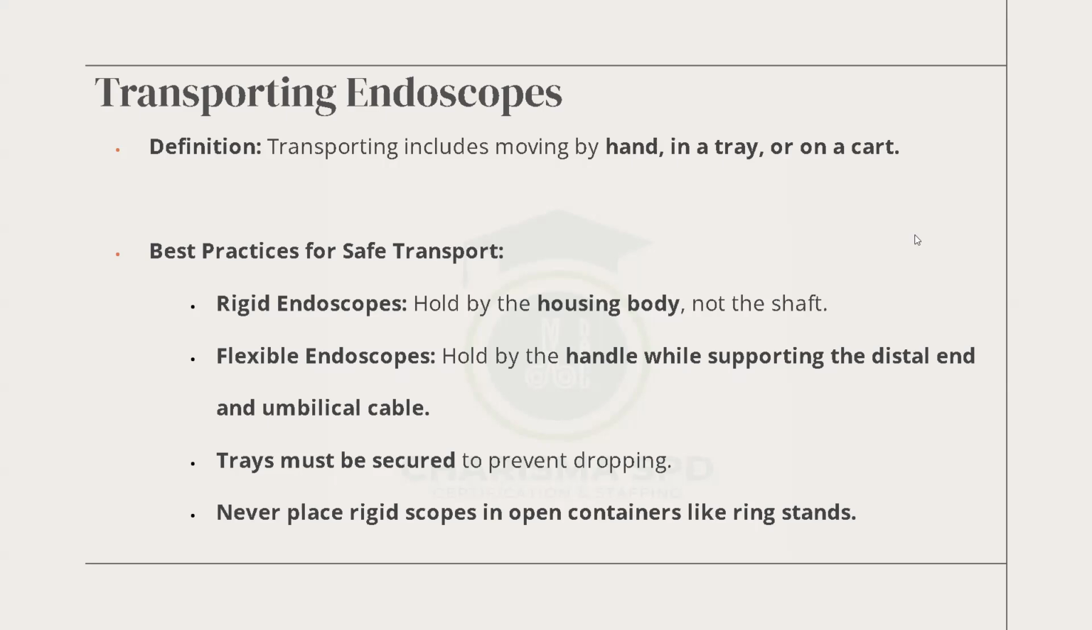Best practices: rigid endoscope, hold the housing body, not the shaft. Flexible endoscope, hold the handle while supporting the distal end, where the lens is. Hold it nicely. Don't let it fall. Don't let it swing up and down and hit the sink. It's going to damage it. Trays must be secure to prevent dropping. That is how it is transported.